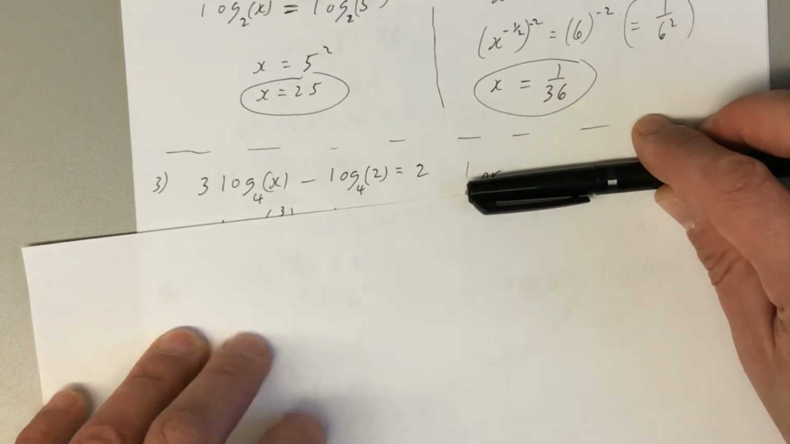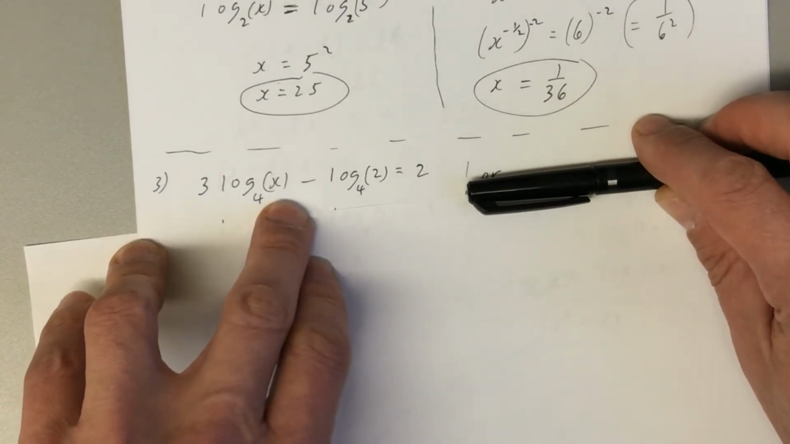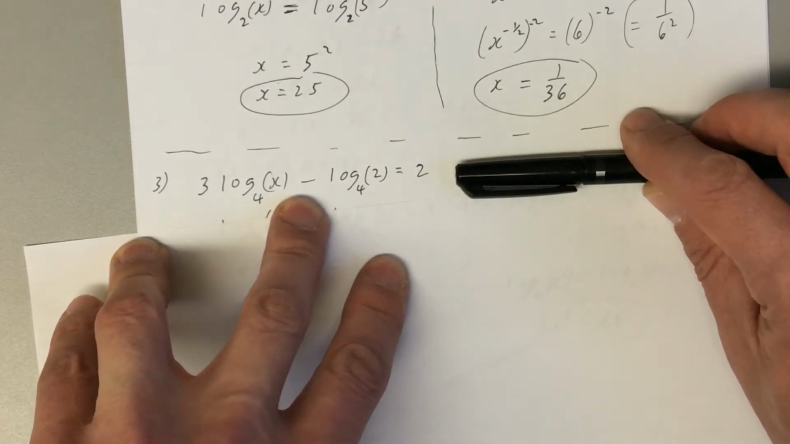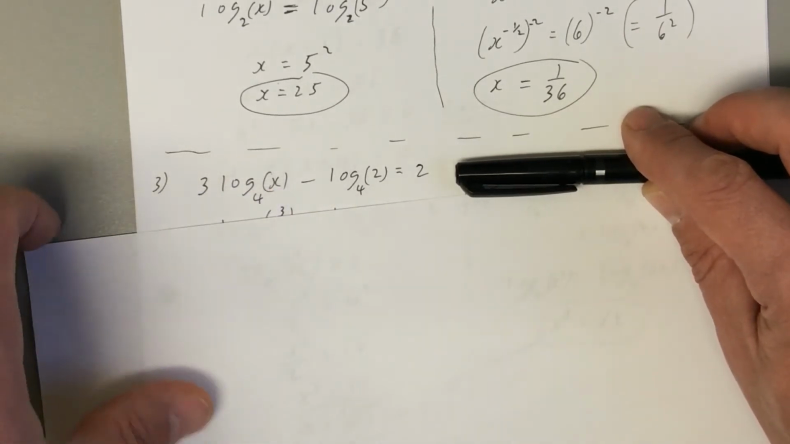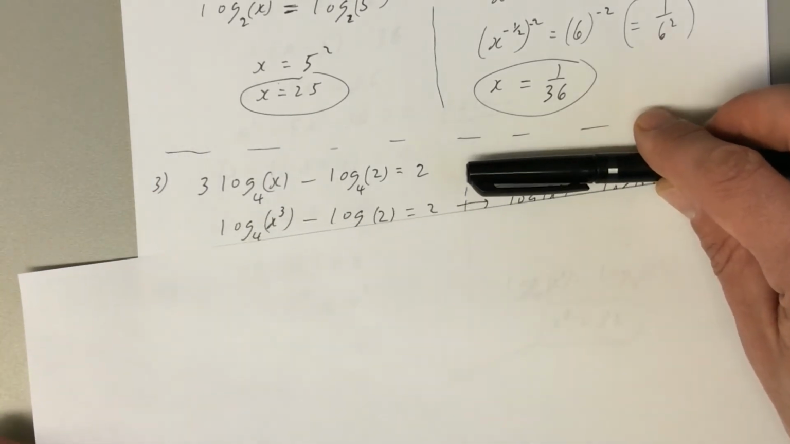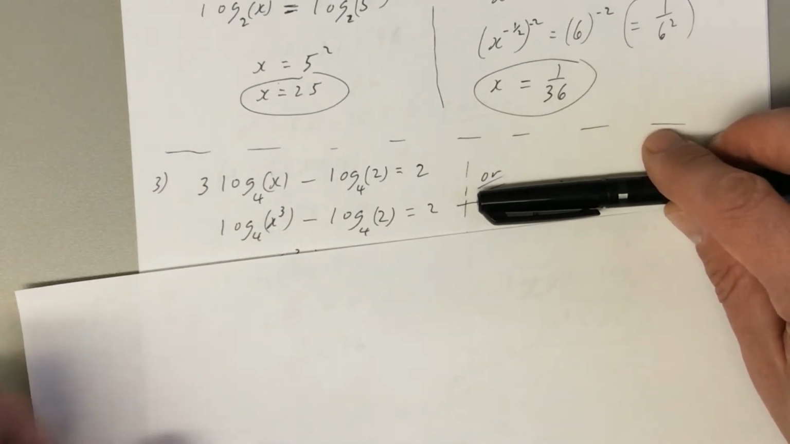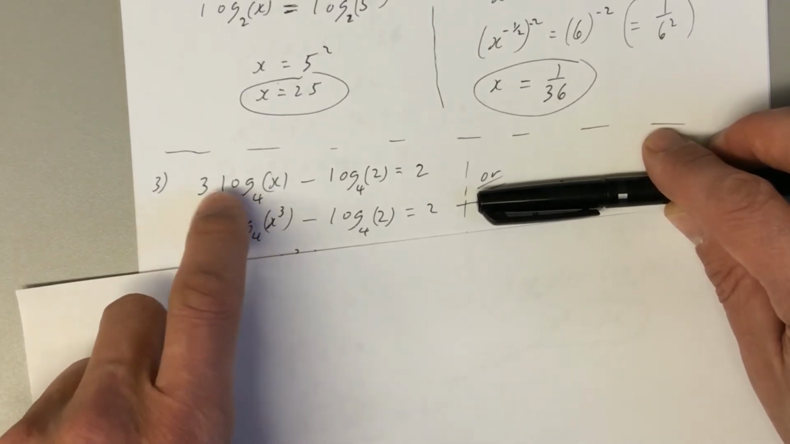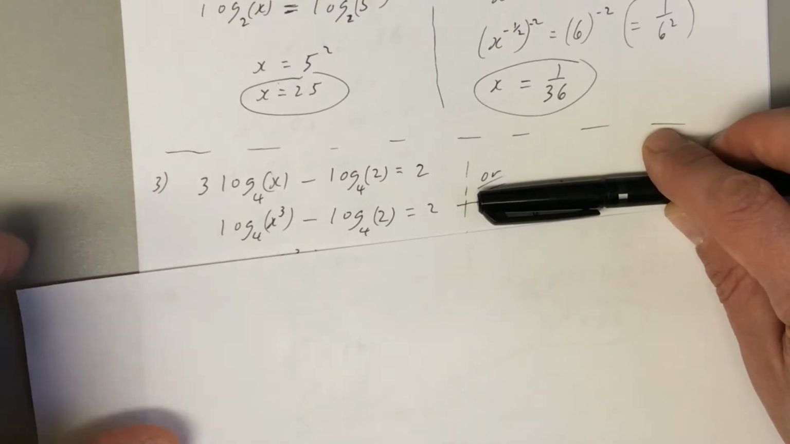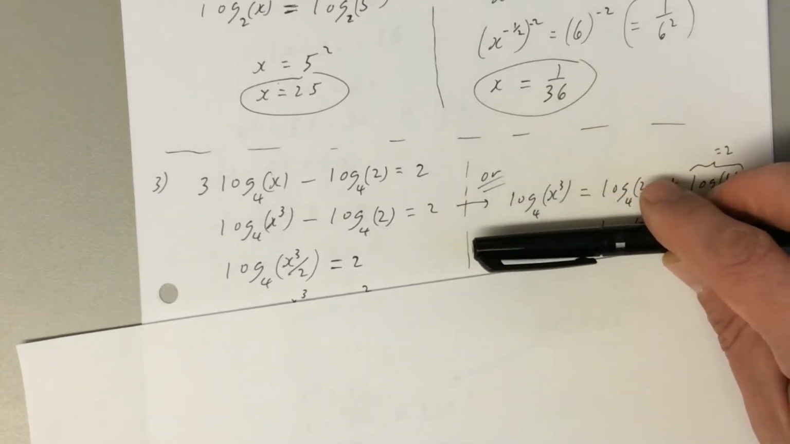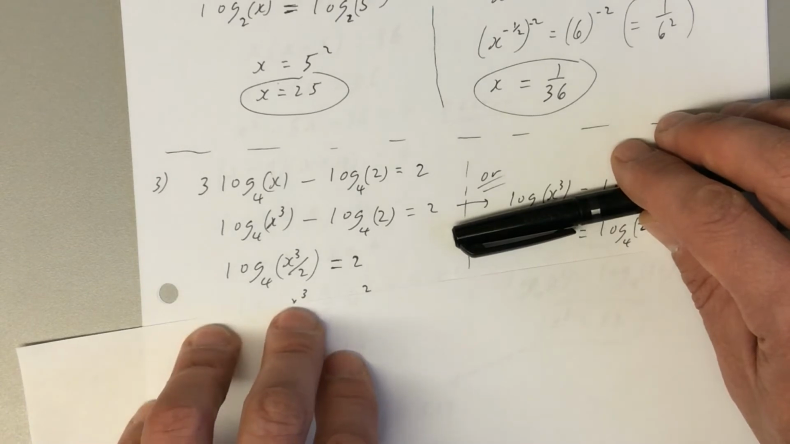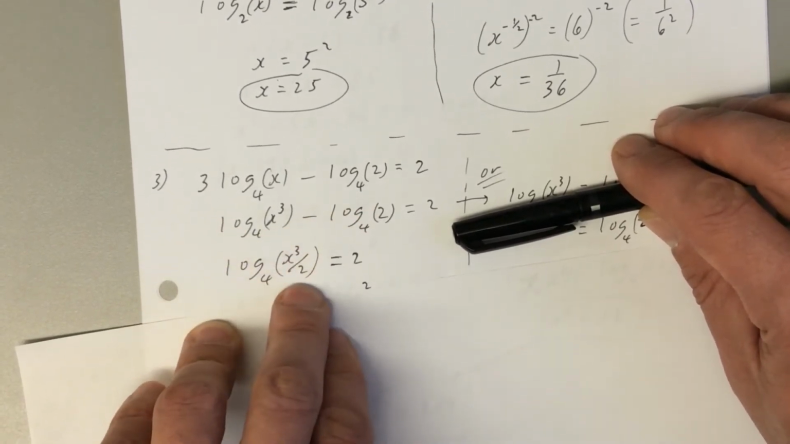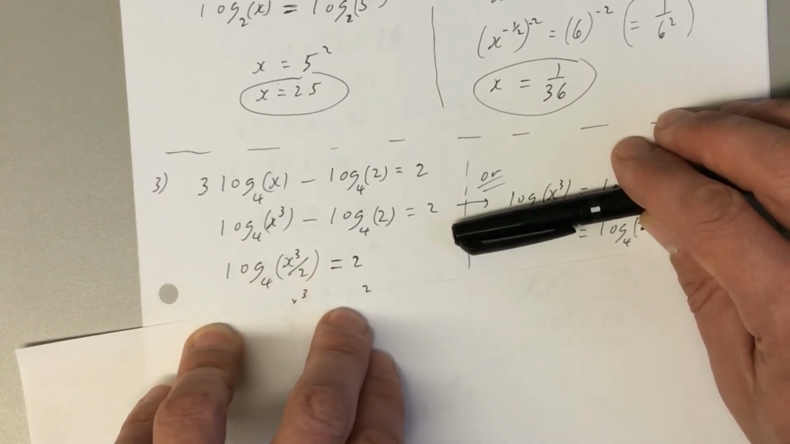So 3 log base 4 of x minus log base 4 of 2 equals 2. In this one, we can use our log laws to reduce that down to one log. This 3 comes up, so it's x cubed instead of 3 log base 4 of x. Then we can do our subtraction law. So we've got log base 4 of x cubed over 2. That's what happens when we subtract, and we get that equal to 2.